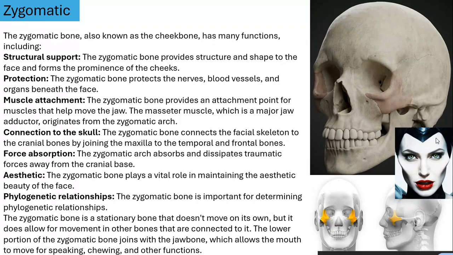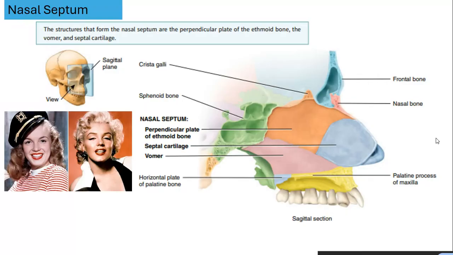Zygomatic bone is important for determining phylogenetic relationships. Zygomatic bone is a stationary bone that doesn't move on its own, but it does allow for movement in other bones that are connected to it. The lower portion of zygomatic bone joins with the jawbone, which allows the mouth to move for speaking, chewing, and other functions. The nasal septum.